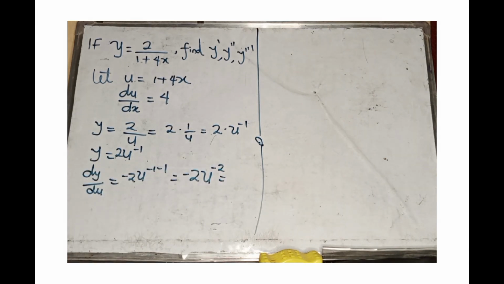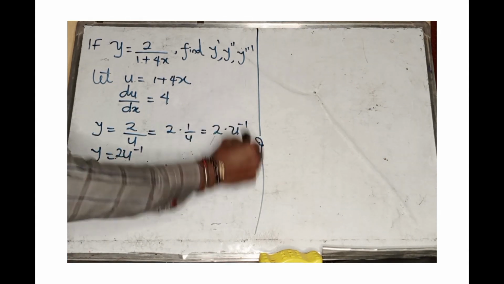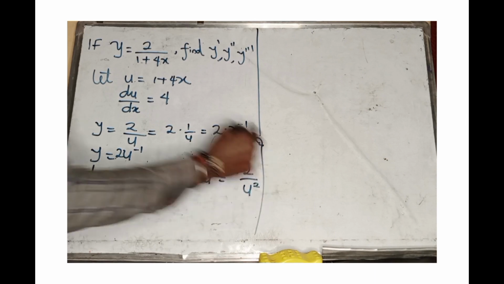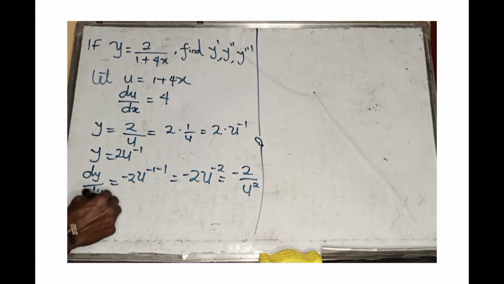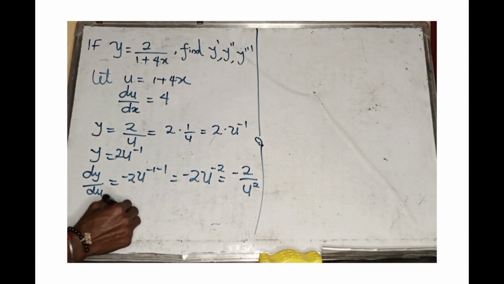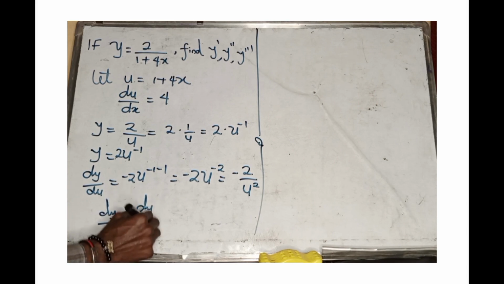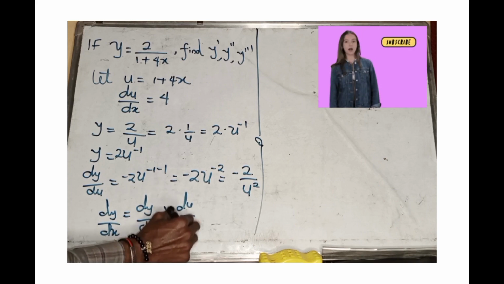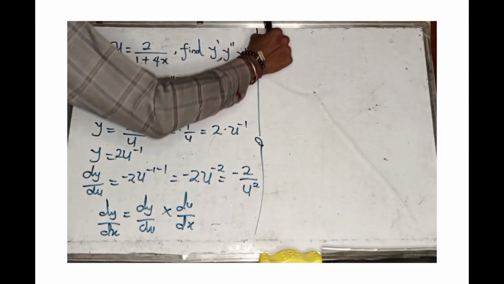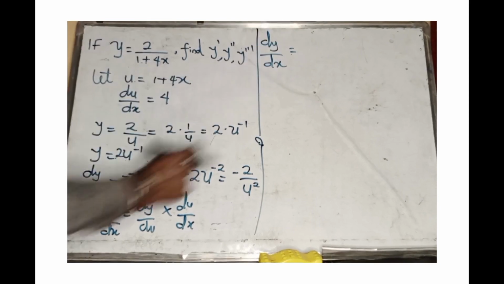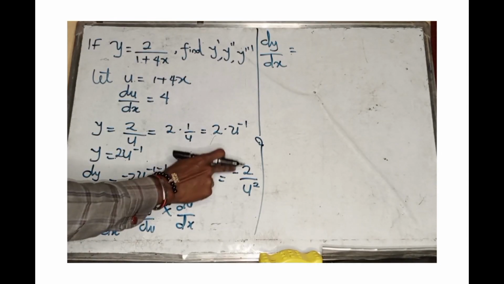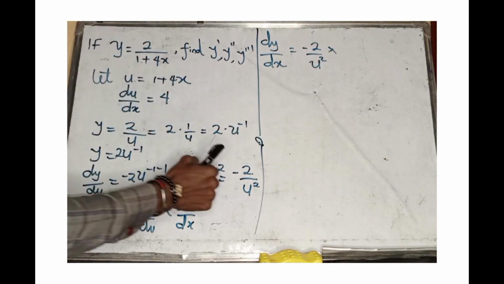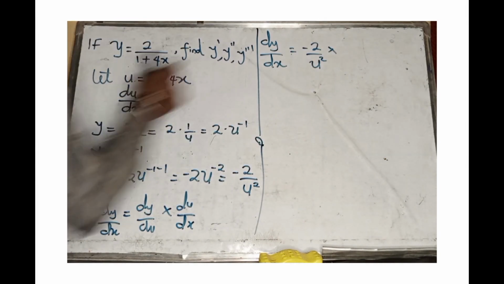Now, since it was given to us in fraction, we have to leave our answer back in fraction. And this will become minus 2 all over u squared. Is that clear? From the chain rule, the formula says that dy over dx is equal to dy over du times du over dx. Now, which is function of a function. So dy over dx here is equal to dy over du, which is minus 2 over u squared, then times du over dx. The du over dx is just 4.